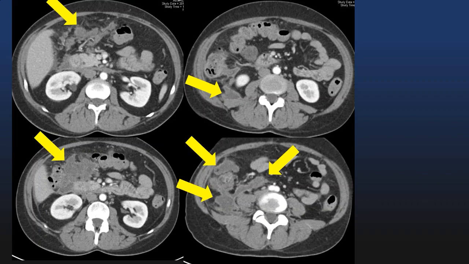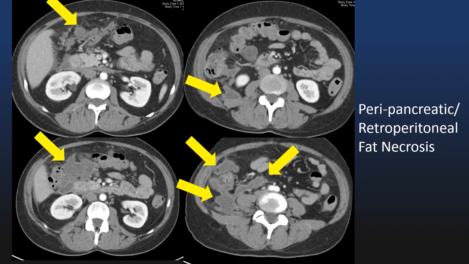unreported episode of pancreatitis about a month prior to this CT. And so this was peripancreatic and retroperitoneal fat necrosis presenting from prior pancreatitis. And so remember that patients who have pancreatitis may not necessarily present acutely, and that peripancreatic necrosis can be confusing. It can involve multiple compartments, and observing the inflammatory stranding as well as the internal fat globules from the autodigestion of the fat can be a helpful observation.